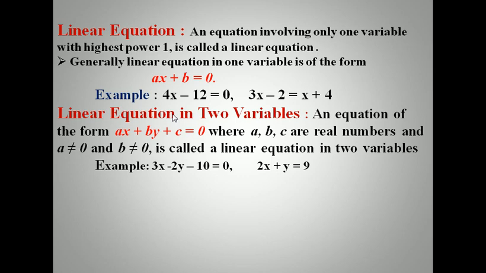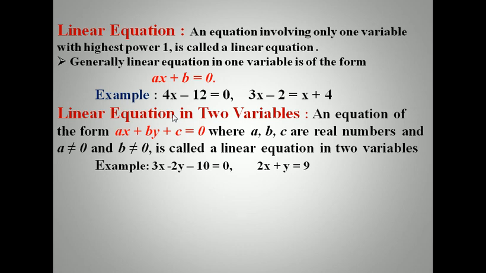Linear equations in two variables. An equation of the form ax plus by plus c is equal to 0, where a, b, c are real numbers and a is not equal to 0 and b is not equal to 0, is called a linear equation in two variables.